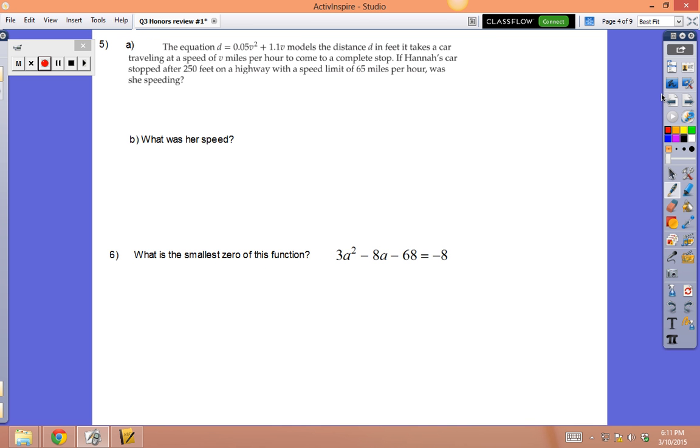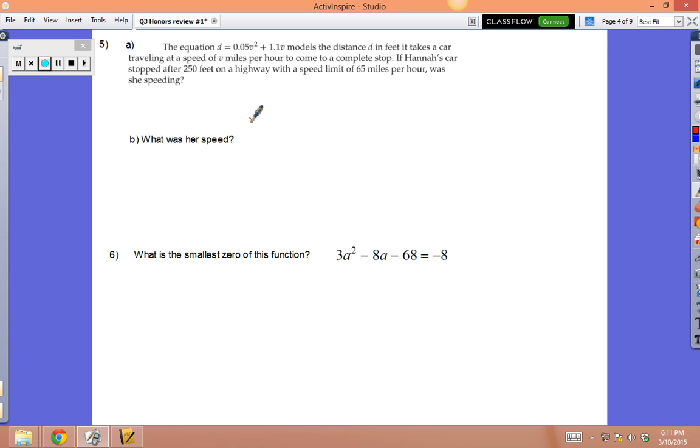Okay, 5, this is the exact same thing. So it's in a story problem, but it's a quadratic. So the equation d equals 0.05 v squared plus 1.1 v models the distance d in feet that it takes a car traveling at a speed of v, so v is kind of like the speed, the velocity, to come to a complete stop. So if Hannah's car stopped after 250 feet on the highway, where the speed limit was 65, was she speeding?